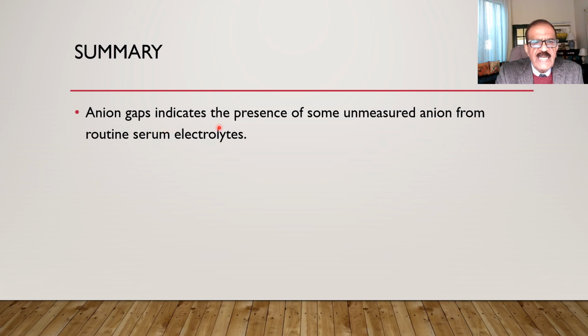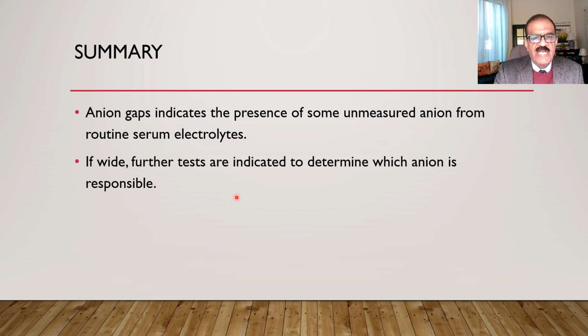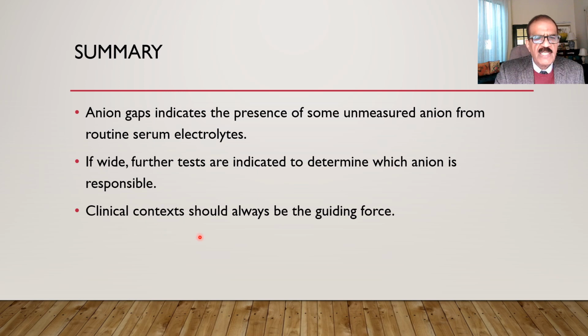Anion gap indicates the presence of some unmeasured anions from routine serum electrolytes. Serum electrolytes are done without even specifically suspecting something. If somebody is serious, we order serum electrolytes. That is included in the routine panel. So if somebody from the routine panel has an increased anion gap, you should suspect that there is some other problem, and taking the clinical condition into consideration, further tests will be needed. Clinical context is extremely important.